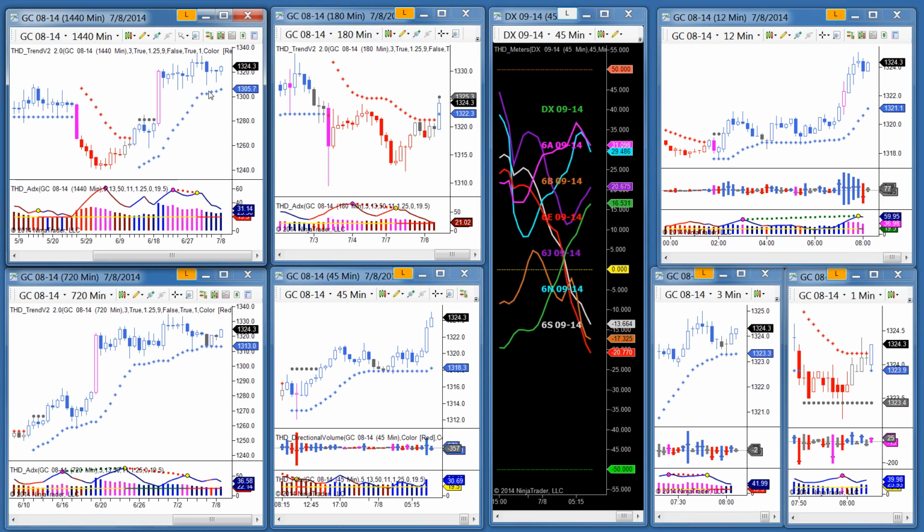Most of the time when price approaches the ATR, you will see it bounce in the direction of the ATR. So in this case, it's a blue ATR, it would bounce to the upside. Red ATR, it will bounce to the downside.